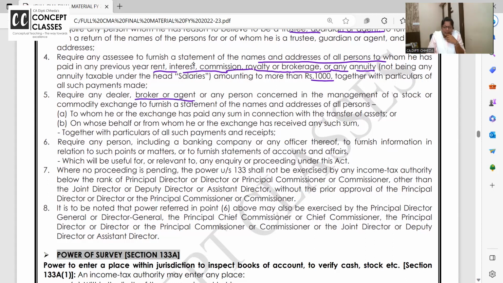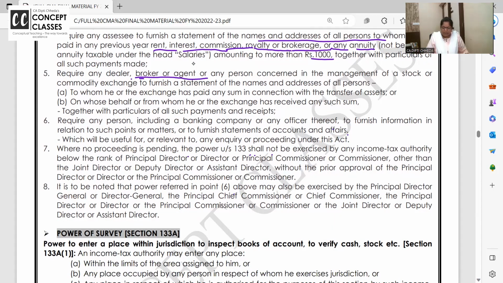Require any dealer, broker, agent, third party for stock, commodity management and all to whom he has exchanged. Okay. And require any person including a banking company or any officer thereof to furnish information in relation to such points or matters or to furnish statements. Where no proceeding is pending, the power under 133 shall not be exercised by any income tax authority below the rank of principal director and all. It is to be noted that power referred in point 6 above may also be exercised by principal director.